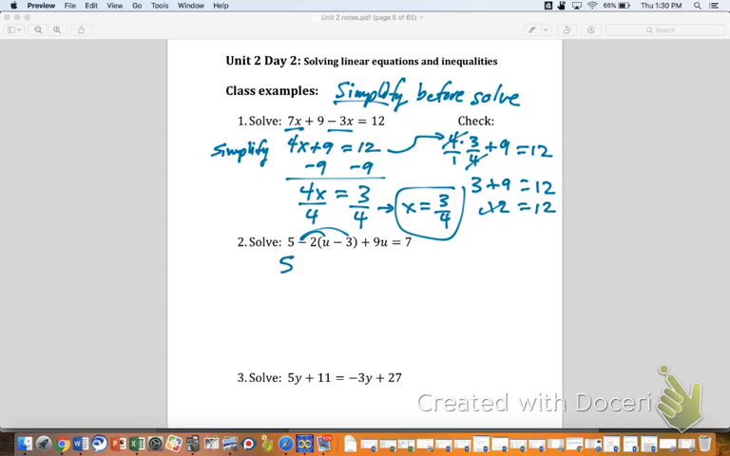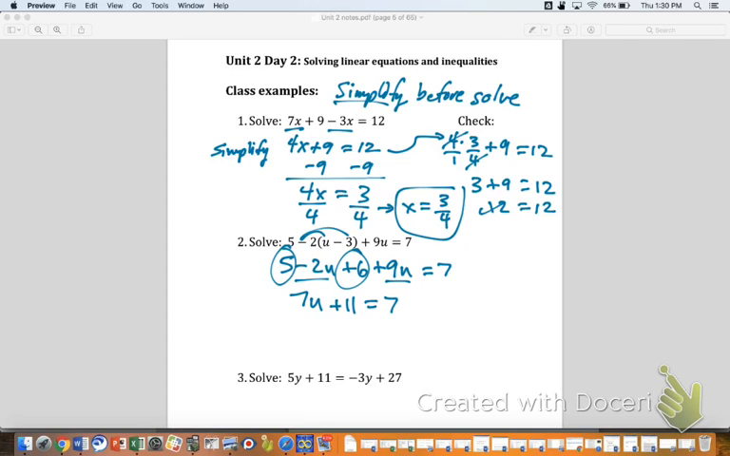So this would be 5 minus 2u plus 6 plus 9u equals 7. Are we done simplifying? Should we just start doing the whole solving routine? No, Chase says no. Irene says no. What do we need to do? Add the u's. Yeah, add the like terms. I've got negative 2u plus 9u. What does that add up to be? 7u. And then I've got a positive 5 and a positive 6. That is 11. So plus 11 equals 7.